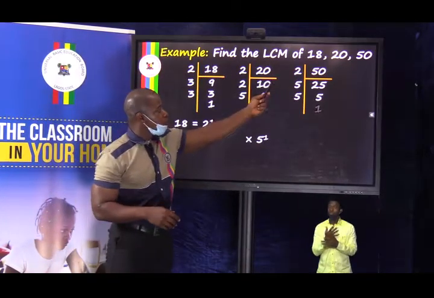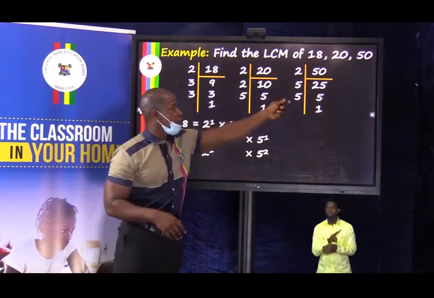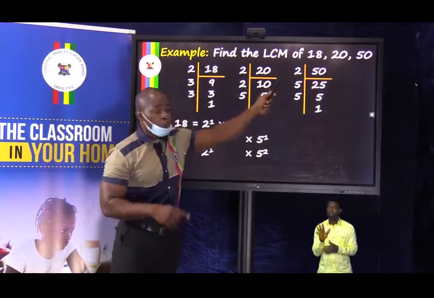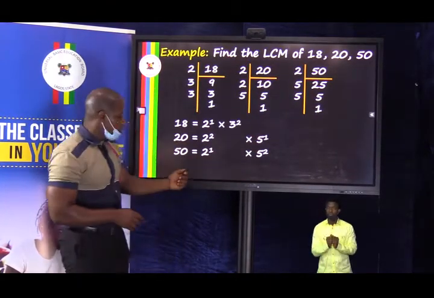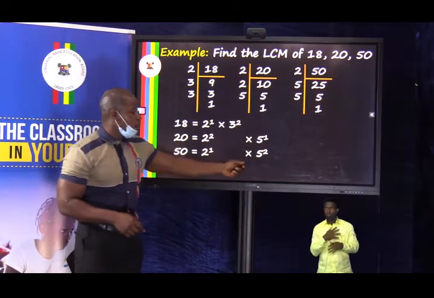I do 50 likewise. 2 in 50 is 25. Then 5 in 25 is 5, and 5 in 5 is 1. That's 2 with the power of 1 and 5 with the power of 2. And this is how I write it. 2 with the power of 1, 5 with the power of 2.